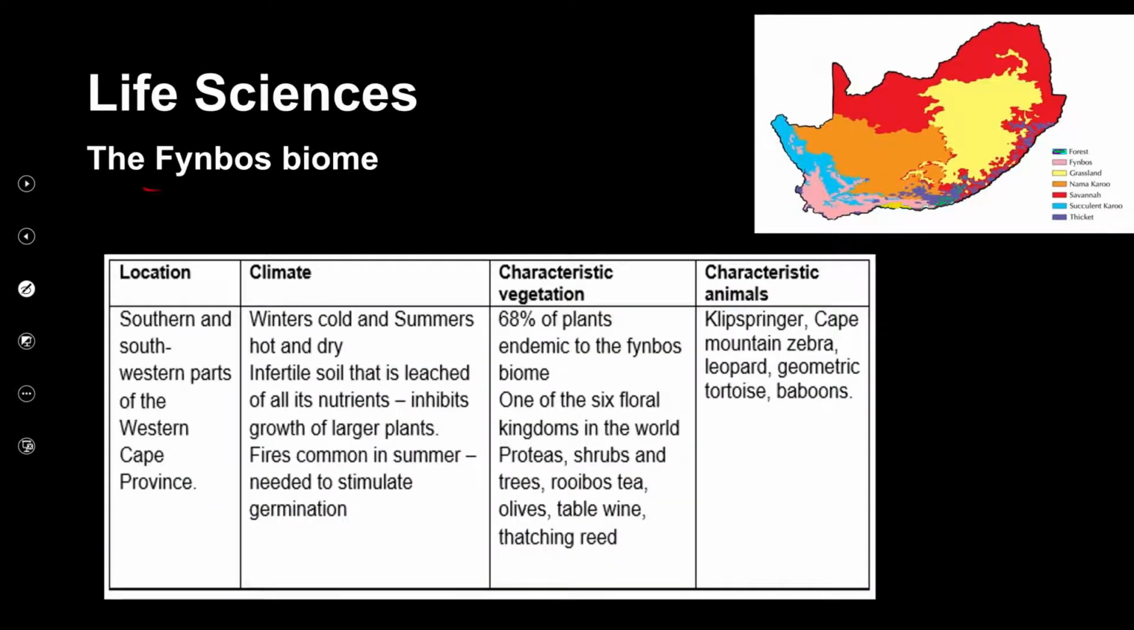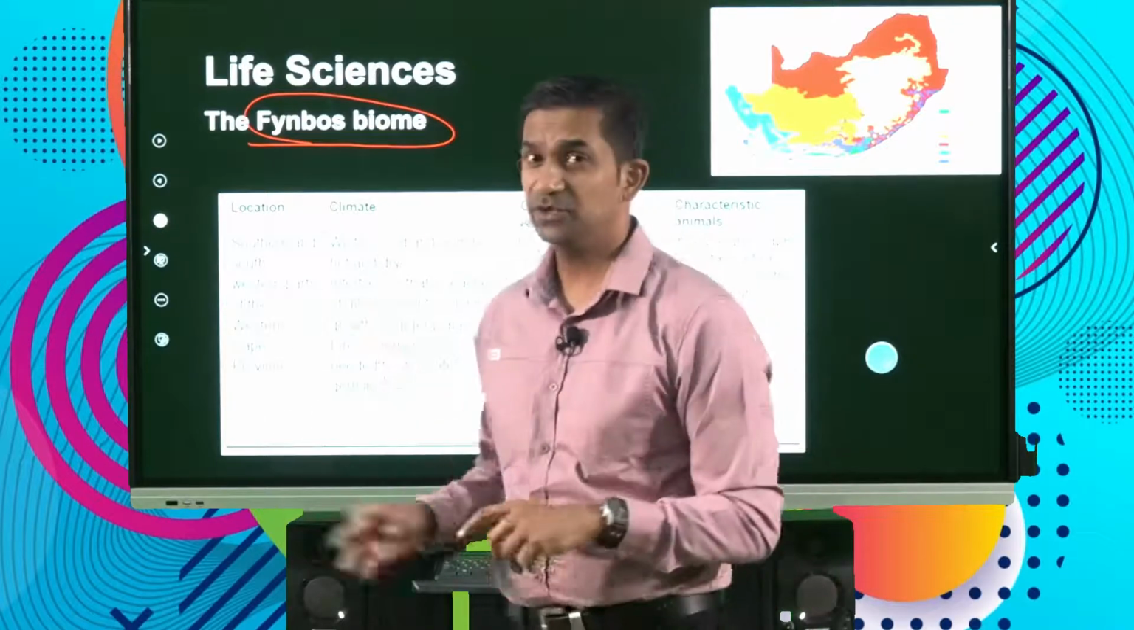The next is the fynbos, and what is unique about the fynbos is that I often remind the learners that it's regarded as an ecological hotspot. And what do we mean by that? It's an area that is host and home to many endemic species that are found exclusively in South Africa. And these are often threatened by human activity.